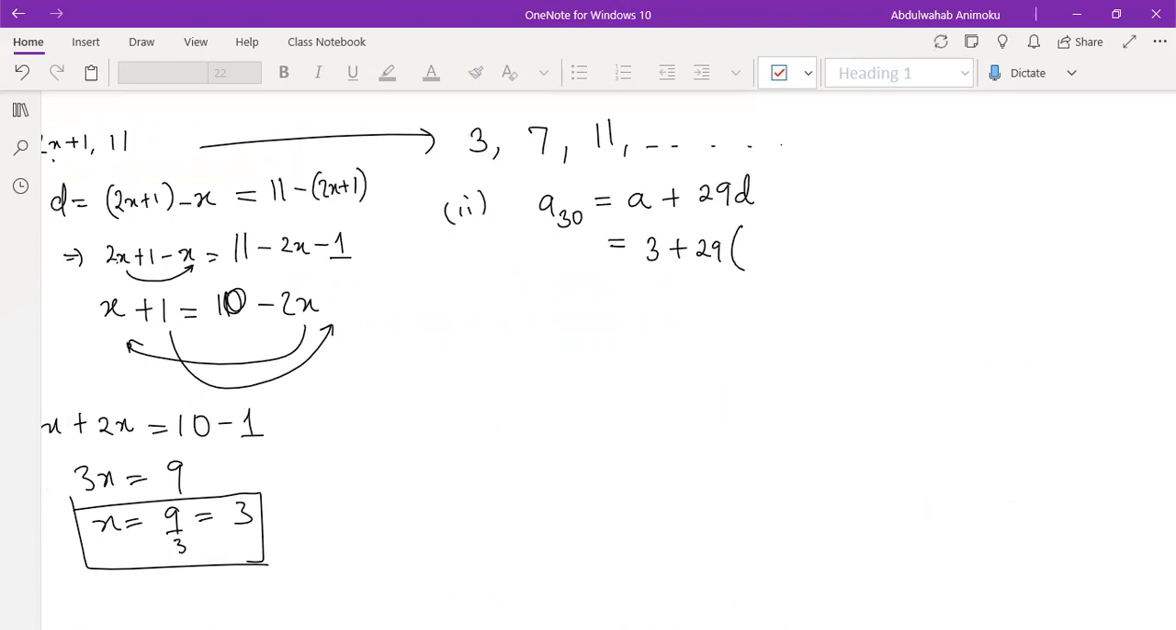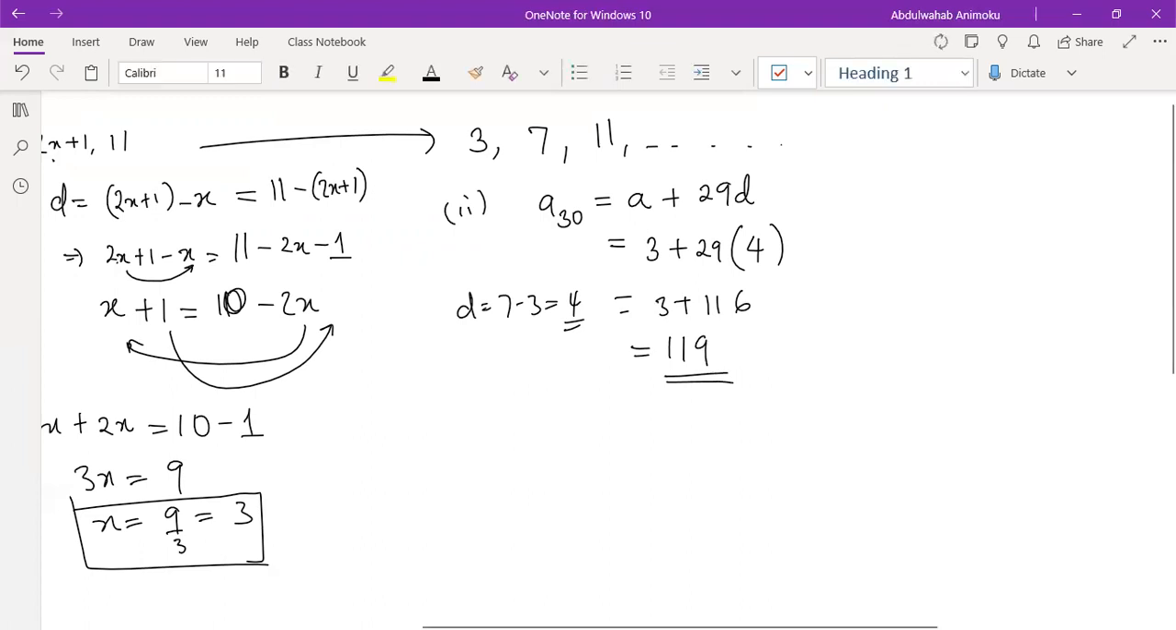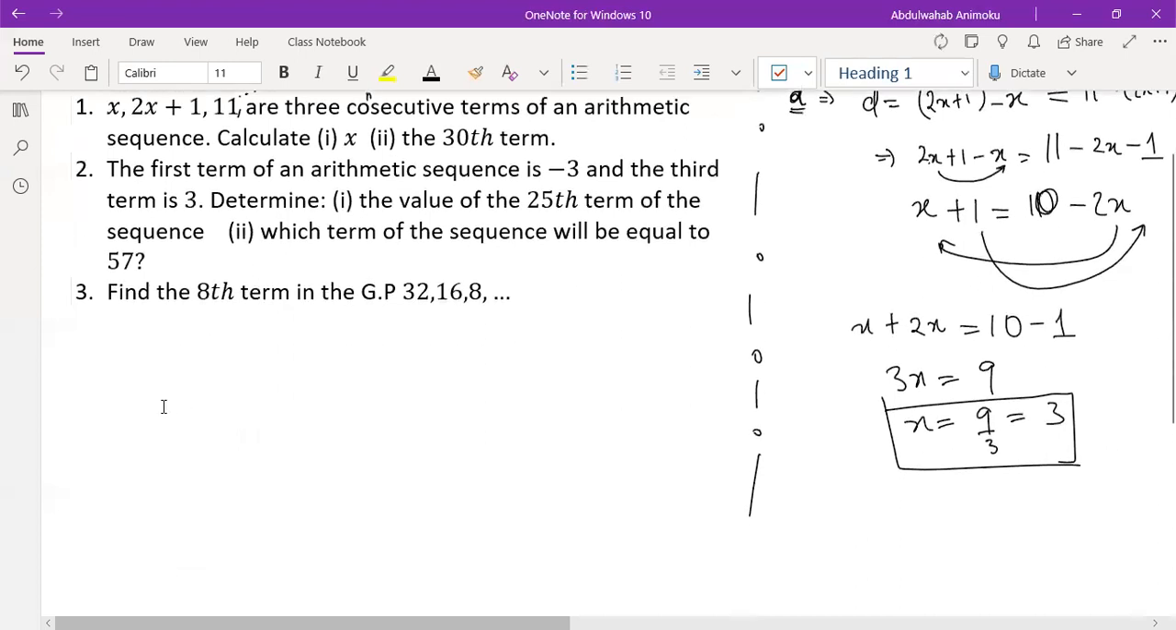What is the common difference? We can find the common difference from 7 minus 3, which is 4. So the common difference is 4. Now we just need to calculate this. The first thing you do is multiply 29 by 4, which is 116. So we have 3 plus 116, that will give us 119. And that is the solution to that first problem. I hope this was very clear. Now let's move to the second problem.